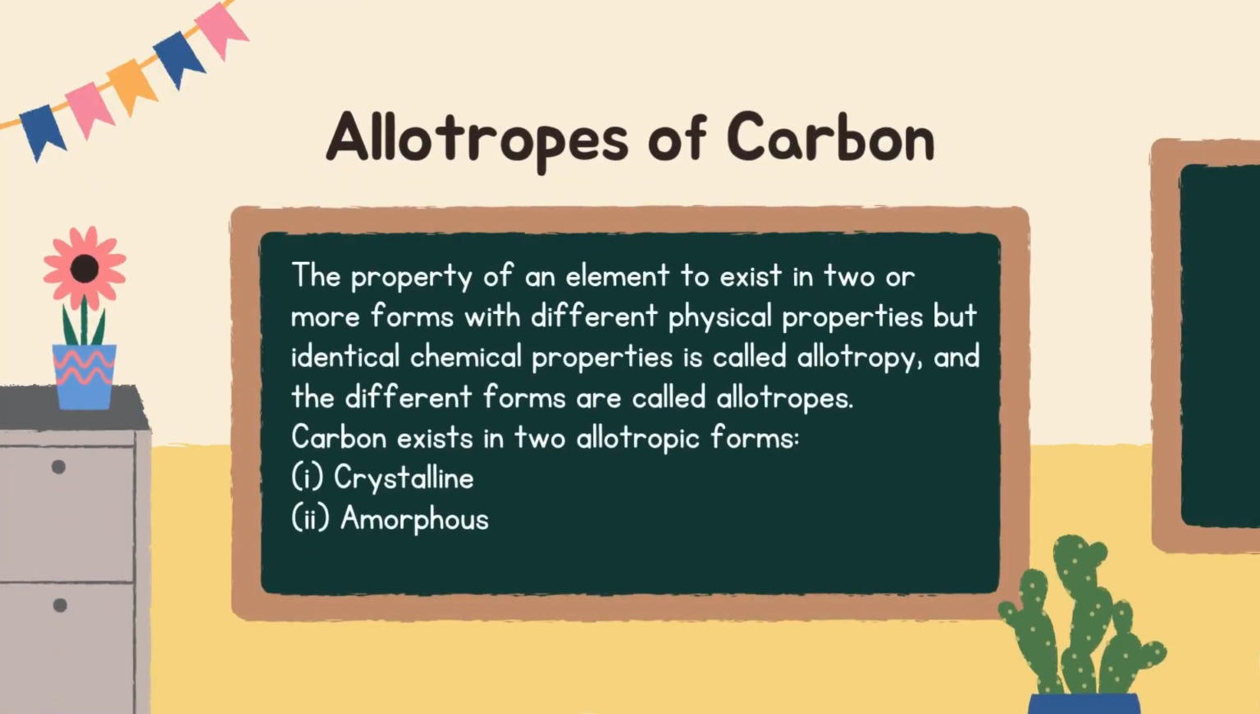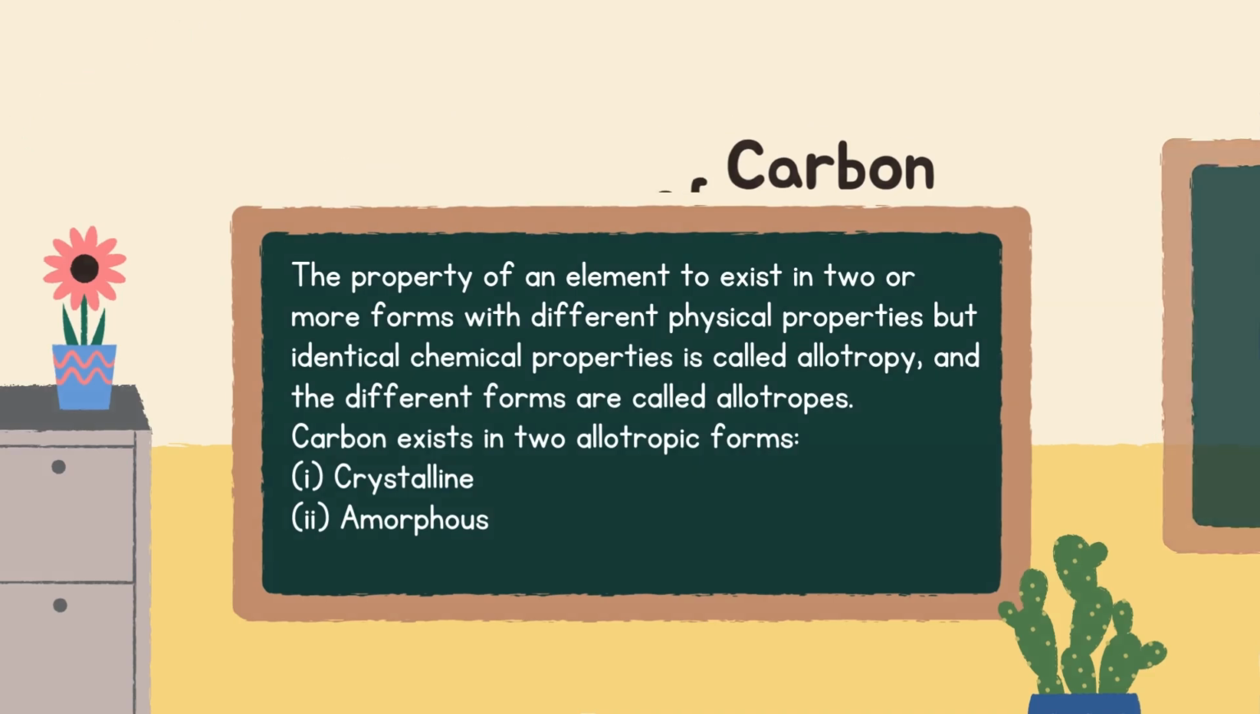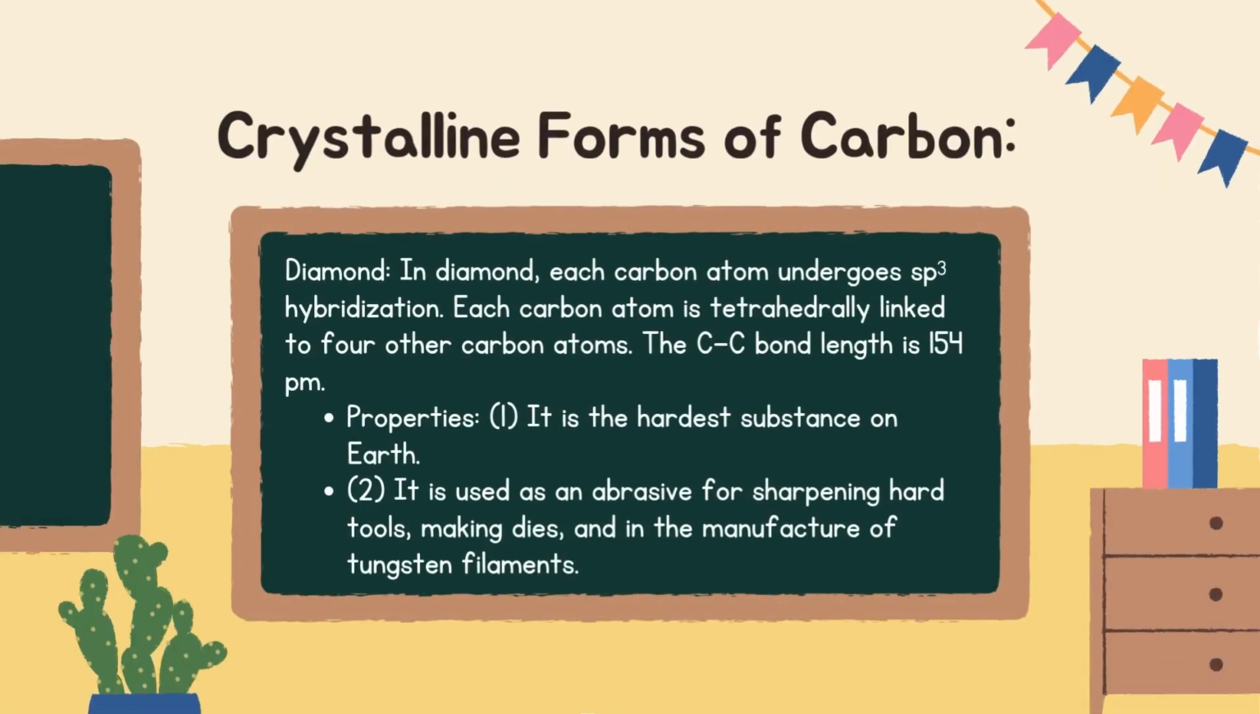Allotropes of carbon. The property of an element to exist in 2 or more forms with different physical properties but identical chemical properties is called allotropy, and the different forms are called allotropes. Carbon exists in 2 allotropic forms. 1. Crystalline. 2. Amorphous. Crystalline forms of carbon.